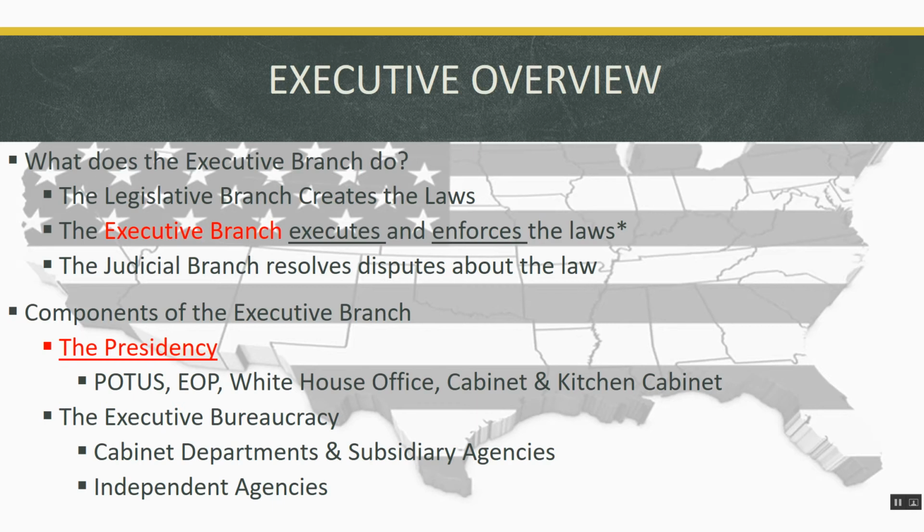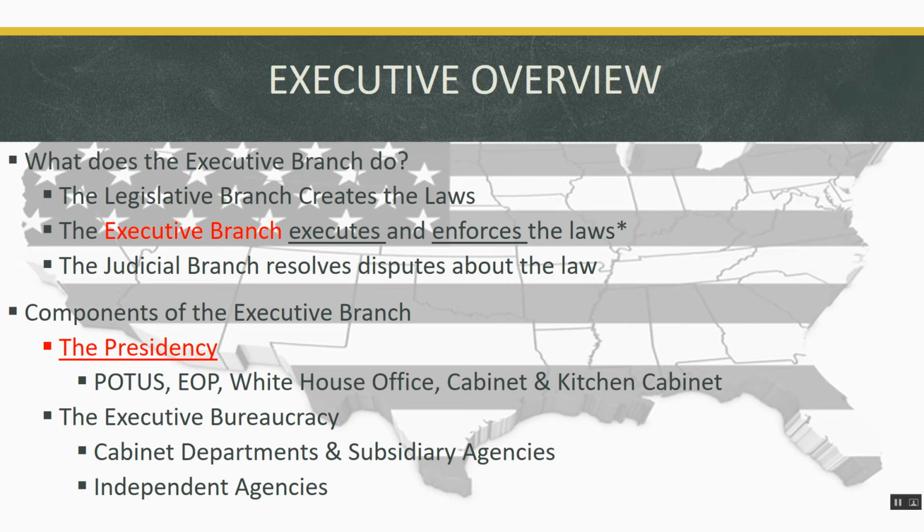So I want you to understand that the executive branch as a whole is organized into a number of different components, most of which either fall into the category of the presidency or the executive bureaucracy. The presidency is made up of the President of the United States, or POTUS, as well as the Vice President, the Executive Office of the Presidency, or EOP, the White House Office, the Cabinet, and the Kitchen Cabinet.